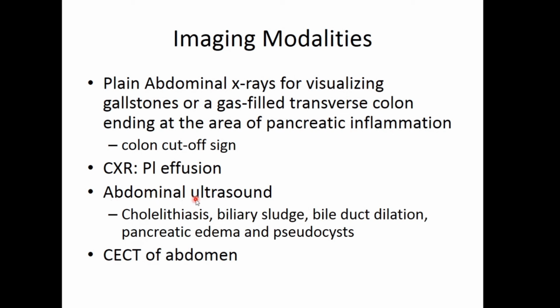One of the most frequently done investigations, because of the ease with which it is available, and it doesn't require much expertise and is not very costly, is ultrasound abdomen. So ultrasound abdomen will be able to rule out cholelithiasis, biliary sludge, bile duct dilatation, pancreatic edema, and pseudocyst. These are the various pictures that it can show you. So pancreatic edema can be there in early pancreatitis. In a severe variety, of course, the necrotizing variety, you will have a lot of peripancreatic fluid and acute pseudocyst and all that.